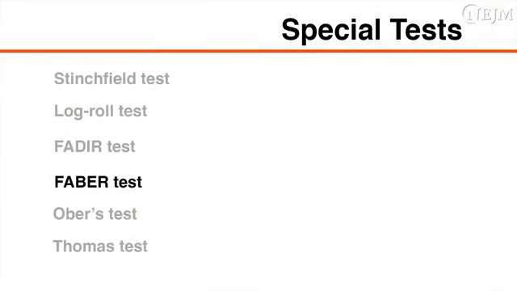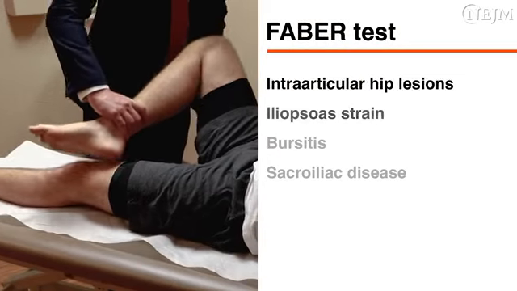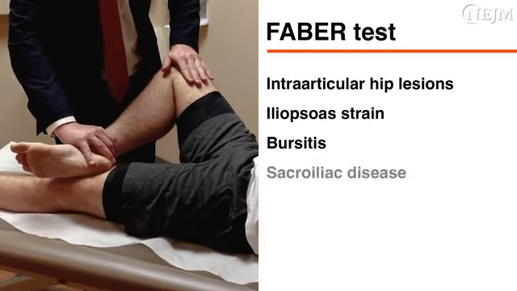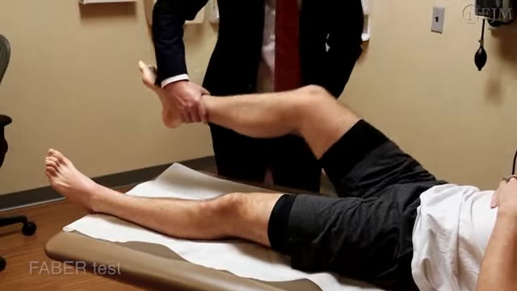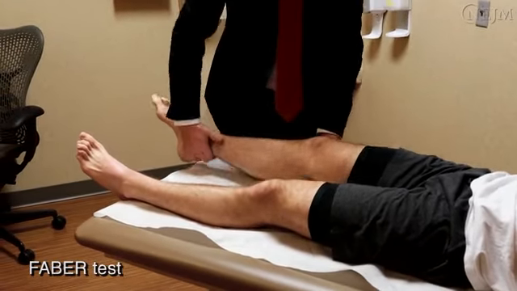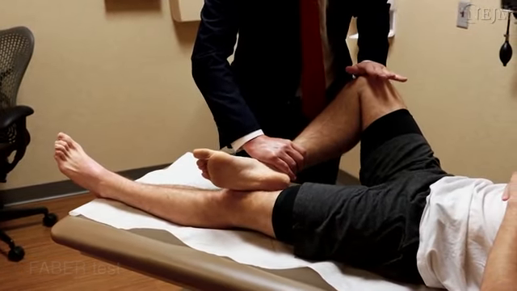The Faber test, also known as Patrick's test, is used to detect intra-articular lesions, iliopsoas strain or bursitis, or sacroiliac disease. With the patient in the supine position, passively flex the patient's hip to an angle of 90 degrees while simultaneously abducting and externally rotating the hip.